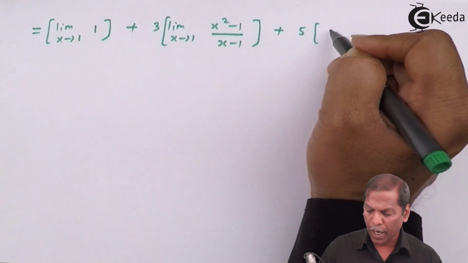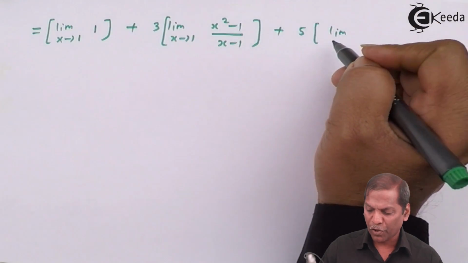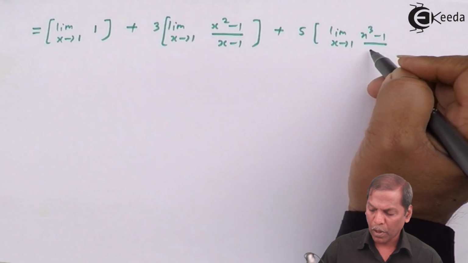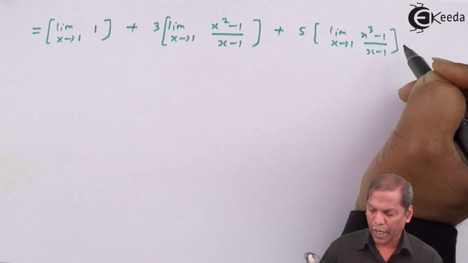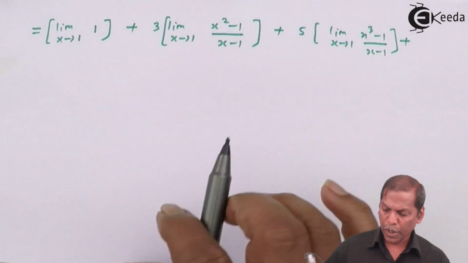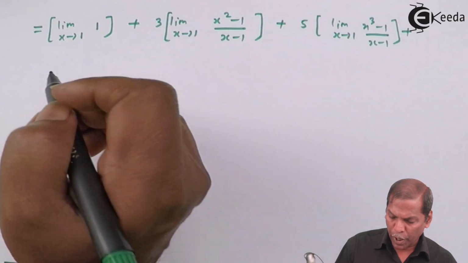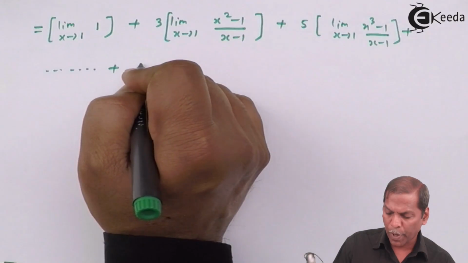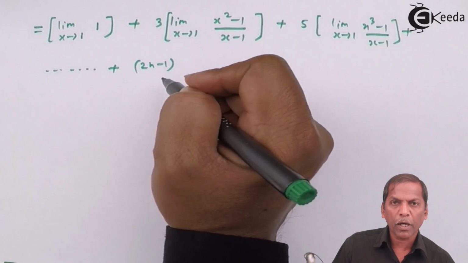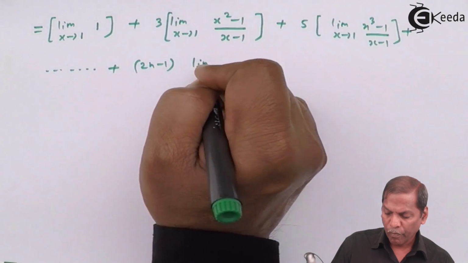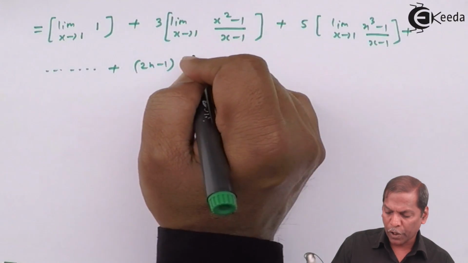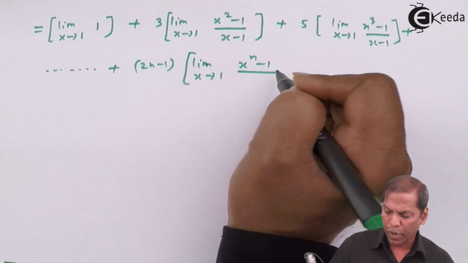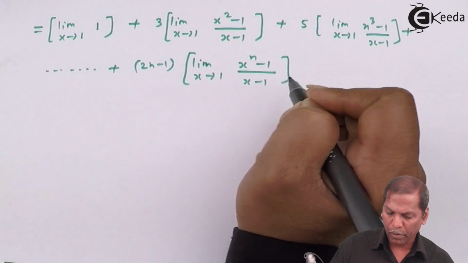So 5 in bracket, limit x tends to 1, (x cube minus 1) upon (x minus 1), bracket complete, plus. Now going in this way, dot dot plus, finally from the last bracket we take 2n minus 1 common, limit x tends to 1, in the bracket we have (x raised n minus 1) upon (x minus 1).